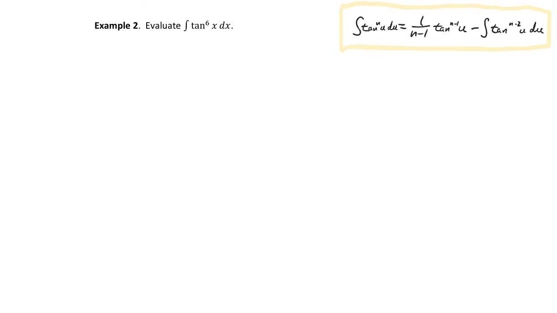If you take the integral of the nth power of the tangent, you get the n minus first power of the tangent minus the integral of the n minus second power. So we're going to reduce it by 2. In our case, we're going to use this formula with n equal to 6. When we do this, we'll end up with 1 over 6 minus 1 times the tangent to the 6 minus first power of x, and then we subtract the integral of the tangent to the 6 minus 2 power of x dx.